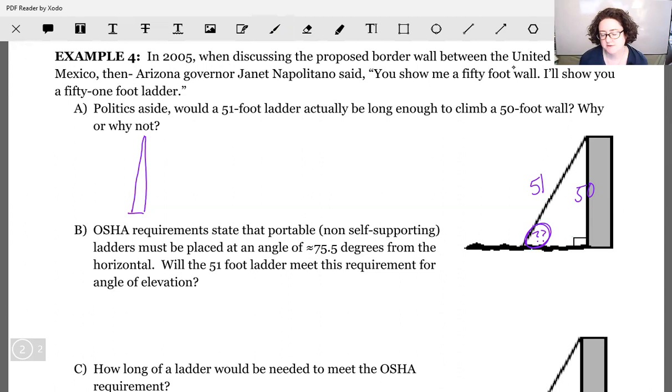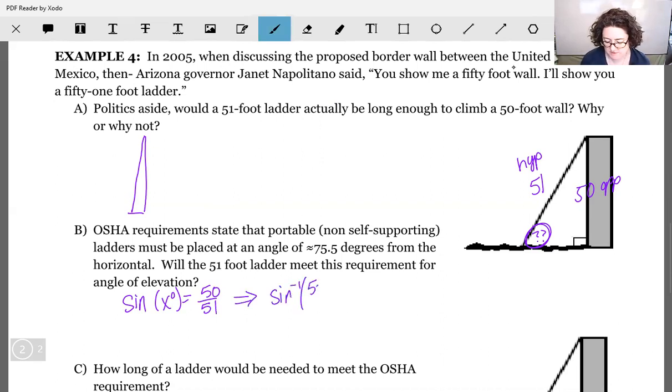So in our diagram, our 50-foot wall is basically our opposite side. Our 51 is our hypotenuse. So what should we use in that scenario? Yeah, we should use sine. So sine of x, for our angle, equals 50 over 51. And so this is where we're doing the switcheroo. So we need to do sine inverse of 50 over 51 equals x degrees. And so plug that in and see what we get.